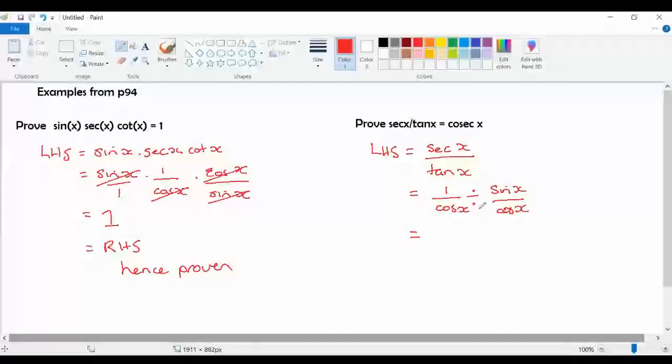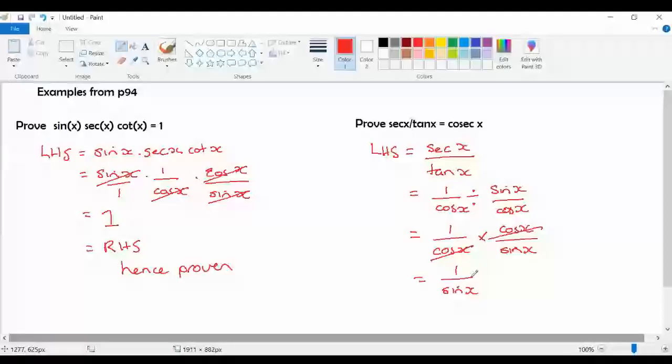When you have this, if you divide by a fraction, then you just use simple algebra rules and you times by the reciprocal. In this case, it's going to be cos of x over the sine of x. And here it should cancel. So this one here cancels with the cosine on the top. So that gives you 1 over the sine of x.